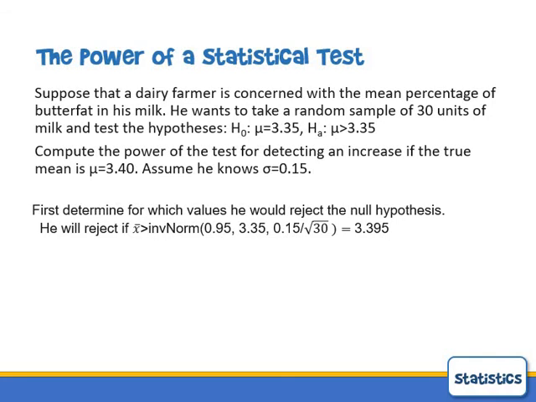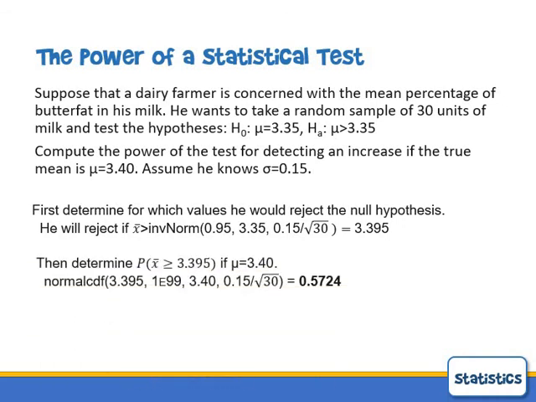So if we do inverse norm, we can find the value where we would reject in that situation. So if I do inverse norm with 0.95 for the area to the left, and then we use mu being from the null hypothesis 3.35, and then we use sigma over square root of n, we get 3.395. Okay? So if he gets any number bigger than 3.395, he would reject the null hypothesis. So that's the value at which you would reject the null hypothesis.